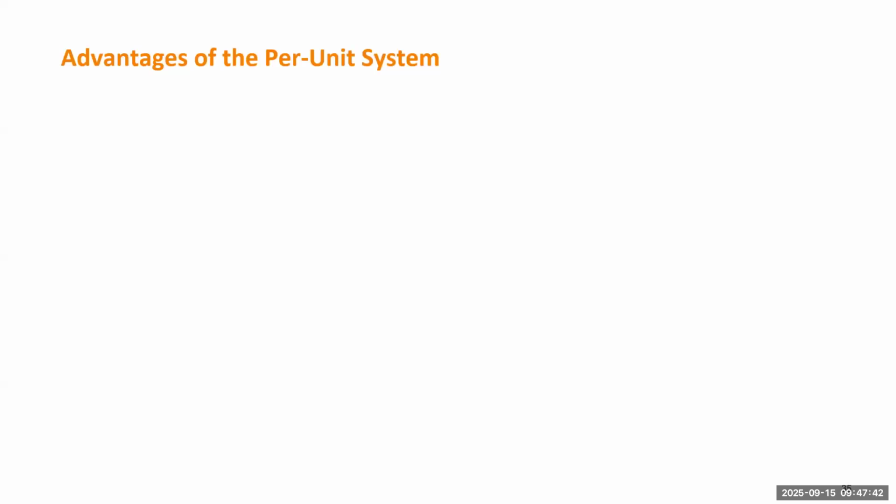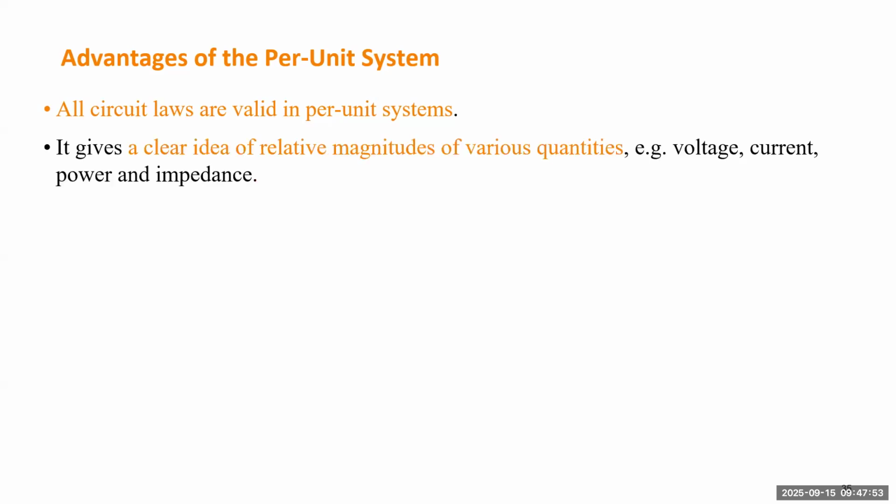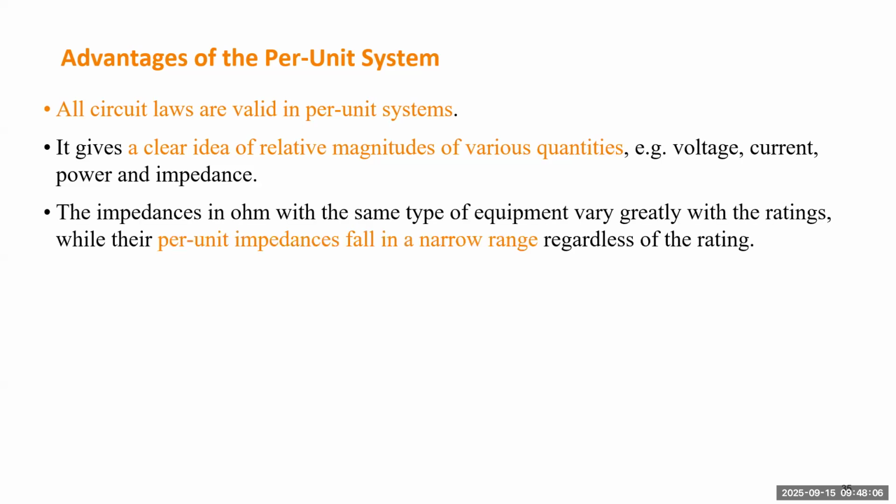Okay. So what are the advantages of using the per unit system? All circuit laws are still valid in the per unit system, even though the units become no unit, like per unit, not actual unit. But they give a very clear idea of the relative magnitudes of all quantities such as current, voltage, power, and impedance. The impedance in ohms for the same type of equipment varies greatly with the rating, but the per unit impedance falls within a very narrow range, regardless of the rating.